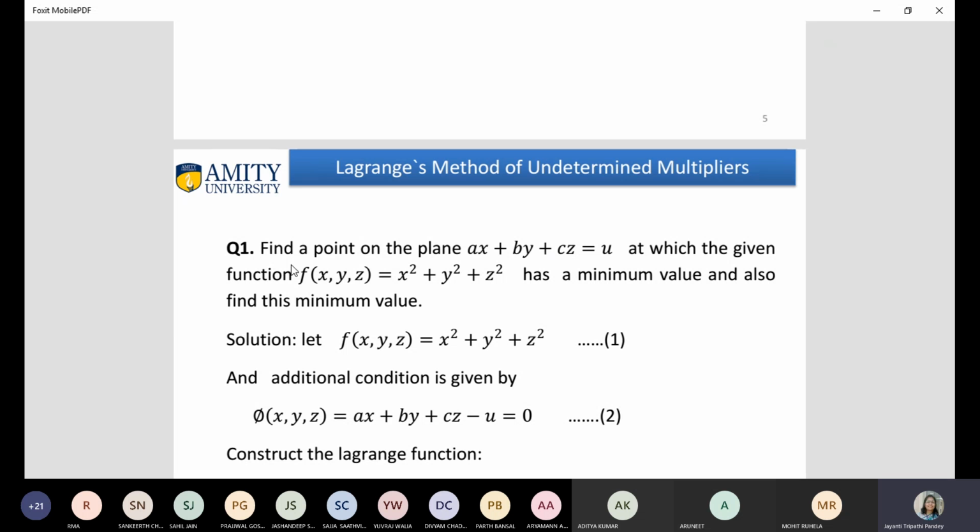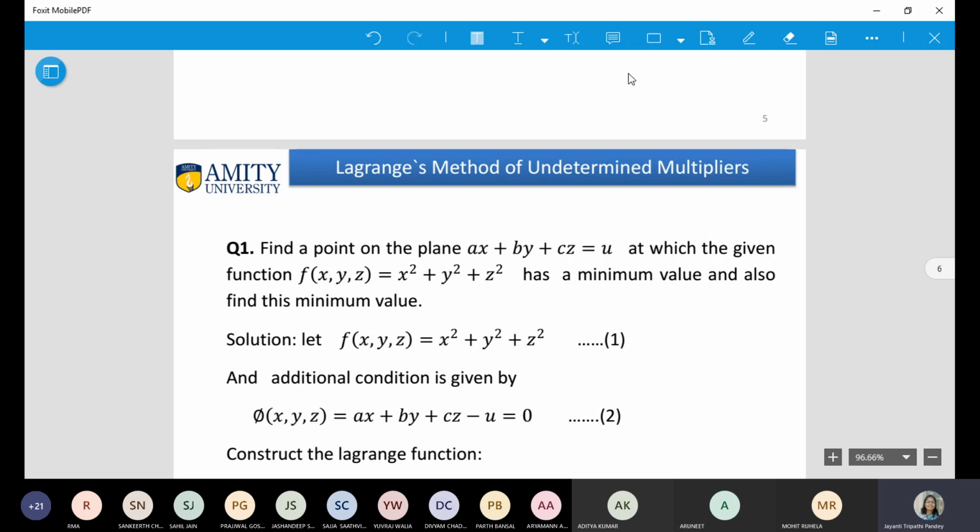Suppose you have a point in the plane at which the given function has a minimum value. You have to find a point in this plane for which this has minimum value. That means what are the things given to you? Just try and understand. This is the function and this is the condition. This acts as f and this acts as phi.